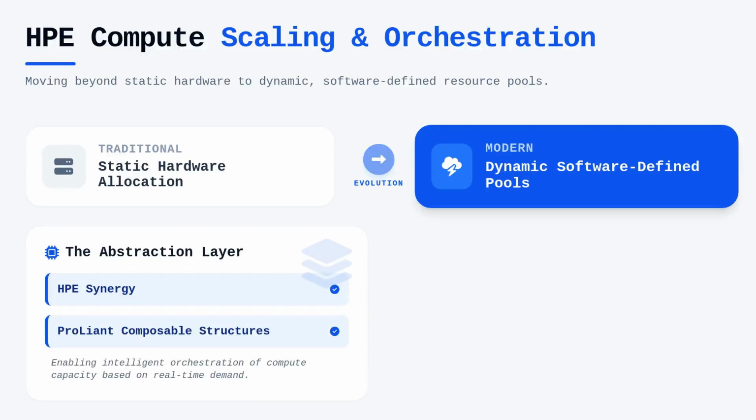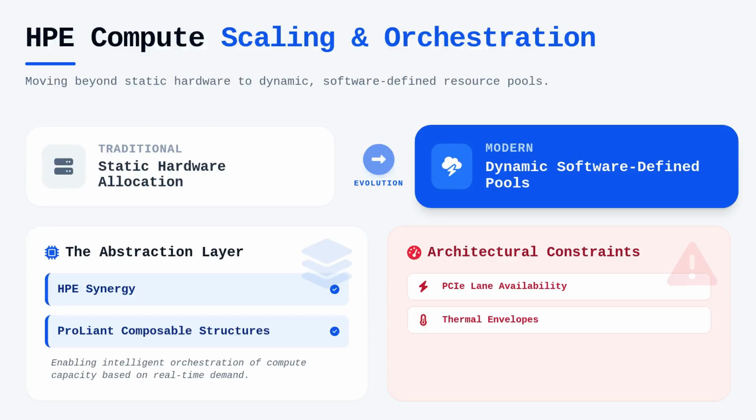We must consider the architectural constraints inherent in our hardware, such as the maximum PCIe lane availability or the thermal envelopes of our rack deployments. These parameters dictate the upper limits of our scaling potential, necessitating a rigorous understanding of the underlying hardware compatibility matrices. Without this foundational knowledge, attempting to scale horizontally can lead to bottlenecks in the backplane or inefficient resource utilization.